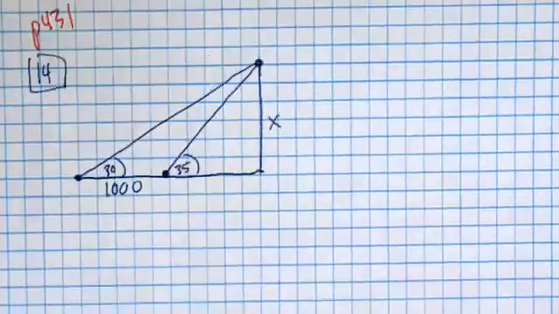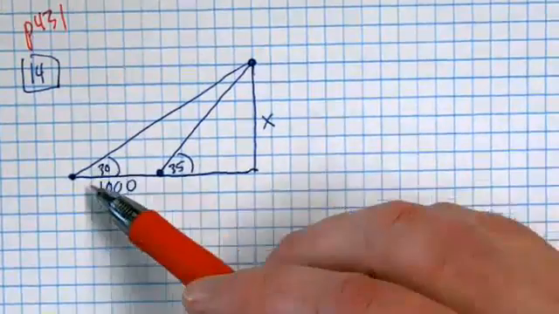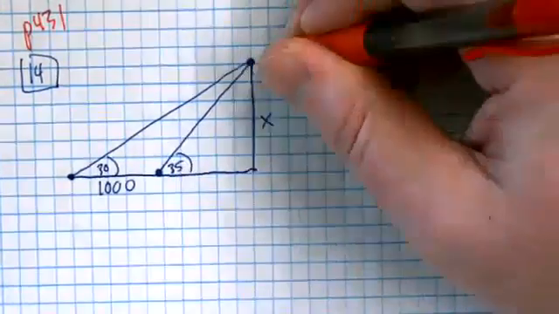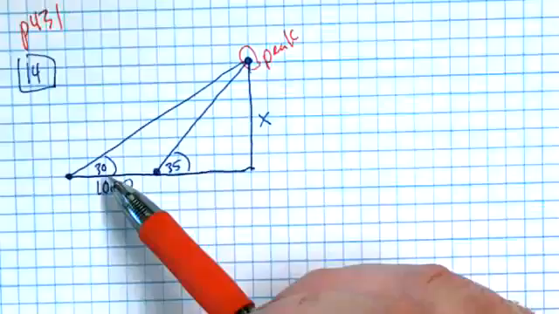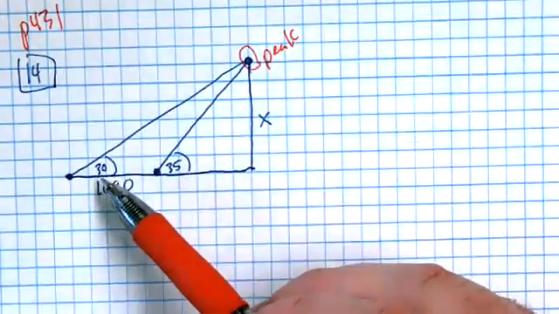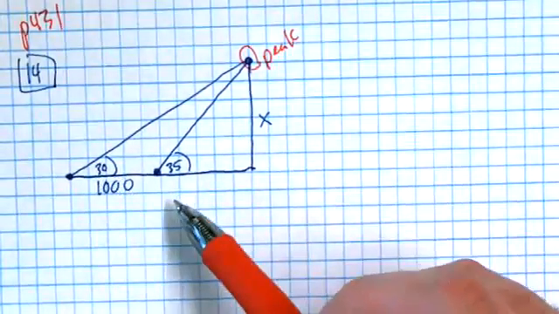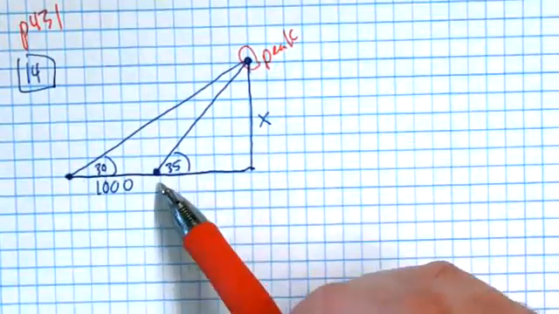All right, page 431. This is 14, hiker out on Long's Peak. So they're hiking along. They look up at the peak, and they see an angle of elevation from where they're at of 30 degrees. And then they move 1,000 feet closer. So I'm assuming that that's 1,000 feet flat.